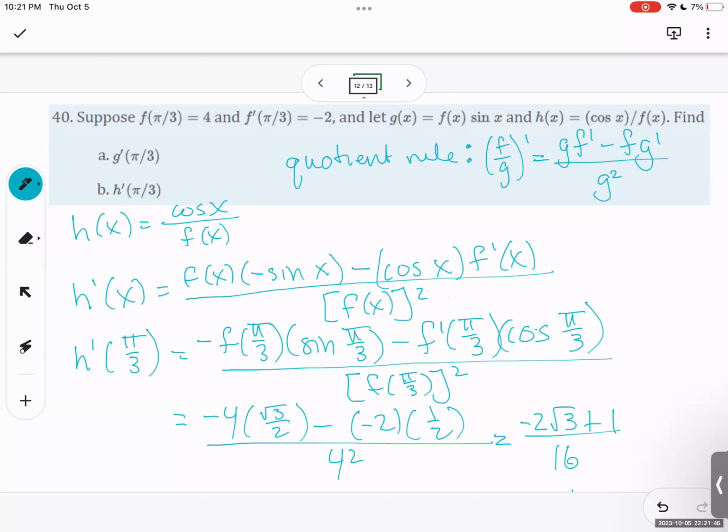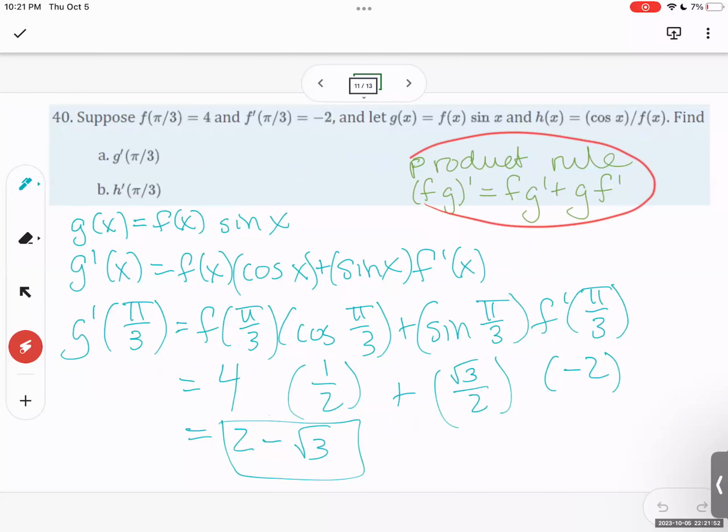So make sure you see how we used the product rule and the quotient rule to solve these problems. And remember, the only information we have about f of x is the value of f at pi over 3 and the value of f prime at pi over 3. We don't know anything else about our functions, but we can still determine g prime at pi over 3 and h prime at pi over 3.